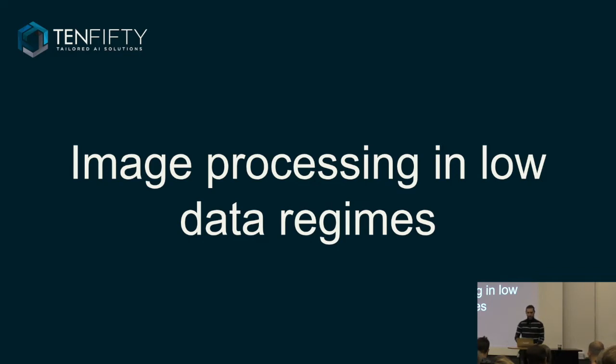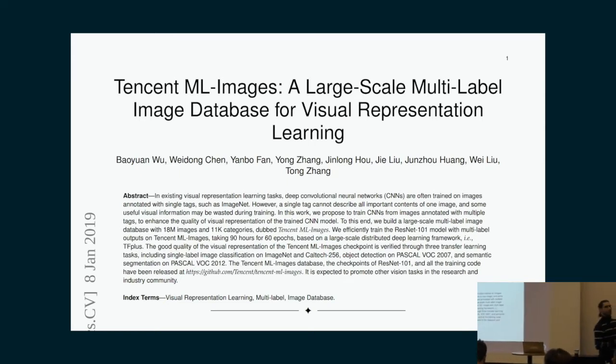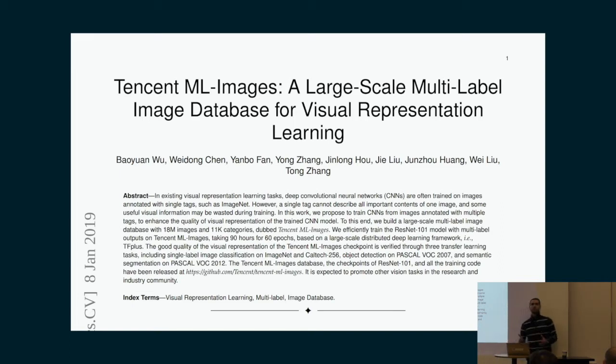And so to set the scene, about a week ago, or exactly a week ago, a Chinese company called Tencent published this paper where they collected 18 million images as a data set for computer vision. And that's a lot of data. And if you think about the progress that you've seen in computer vision for the last few years, which has been quite remarkable, you can attribute at least part of that to this just simple idea of bigger data.